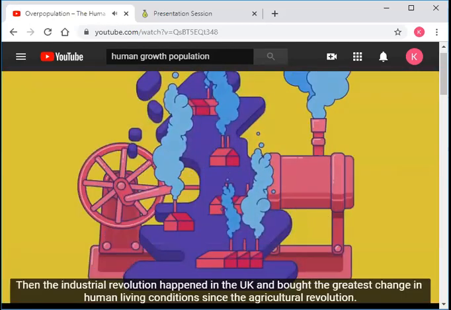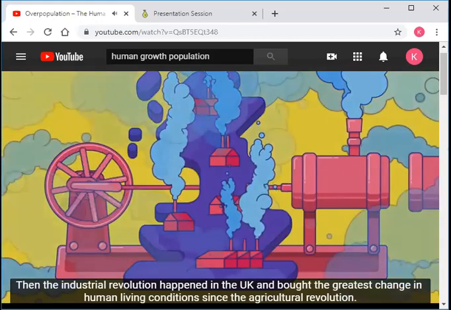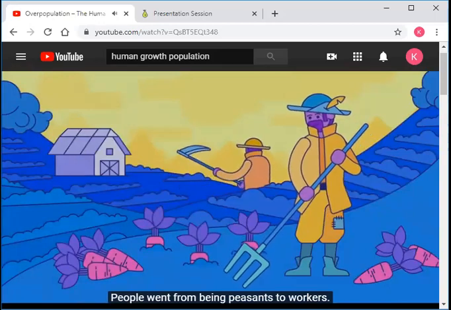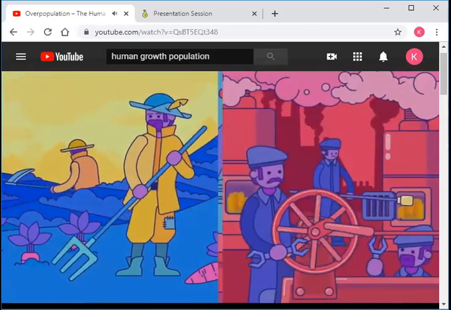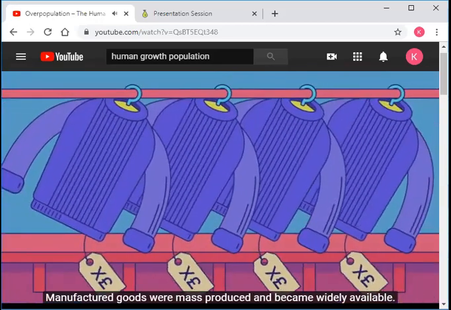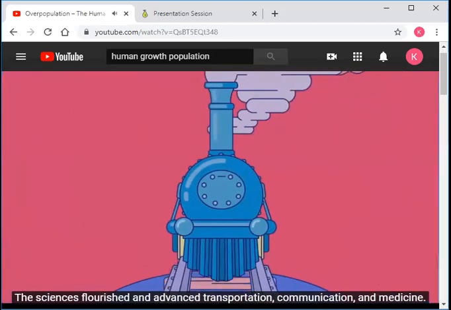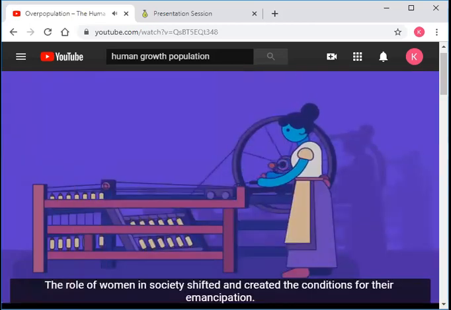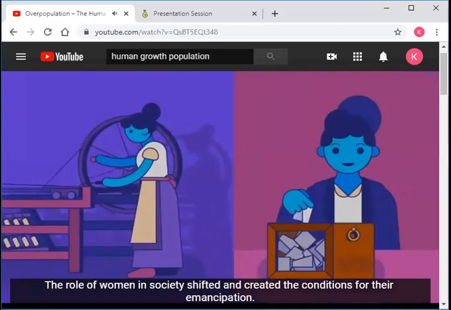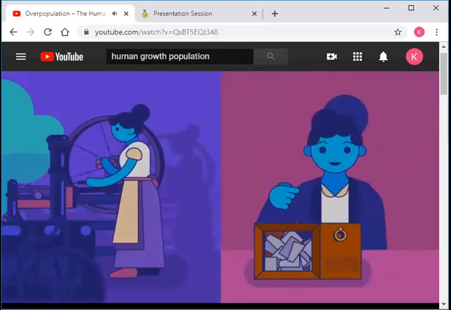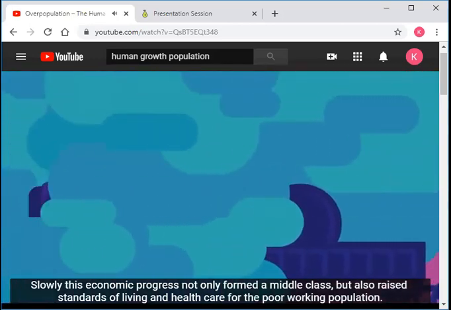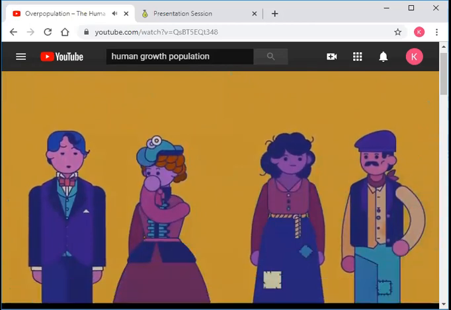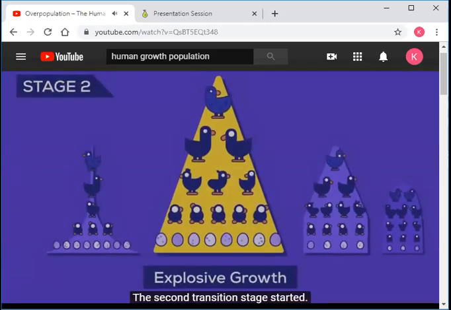Then the Industrial Revolution happened in the UK and brought the greatest change in human living conditions since the Agricultural Revolution. People went from being peasants to workers. Manufactured goods were mass-produced and became widely available. The sciences flourished and advanced transportation, communication, and medicine. The role of women in society shifted and created the conditions for their emancipation. Slowly, this economic progress not only formed a middle class, but also raised standards of living and healthcare for the poor working population. The second transition stage started.